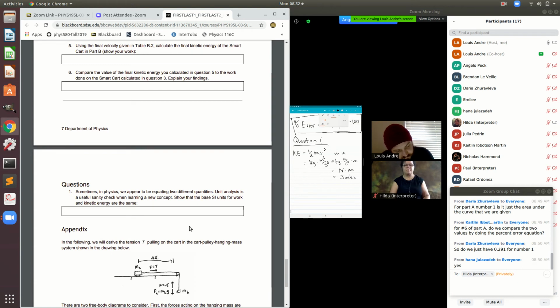How about work? Work is force times distance, which is newtons times meters, which again, hey, look at that, is joules. So the units work out. The units of work are equal to the units of kinetic energy, as we should expect, since work is the change in energy. That's the work-energy theorem.